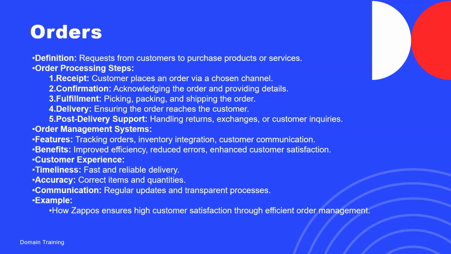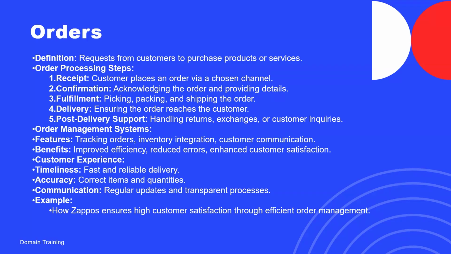Next is the customer experience, starting with timeliness. Everybody expects fast and reliable delivery, right? If they say it will be delivered within a day, it has to be delivered within a day. Those are reliable deliveries. So timeliness is again a customer experience. Accuracy: are you giving the correct items and quantities? You don't receive defective products or a different version of the product. That comes under accuracy.